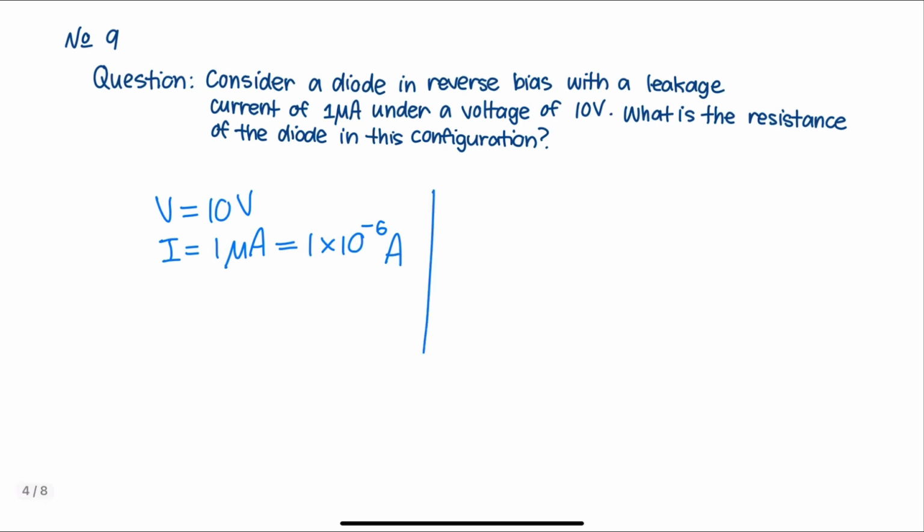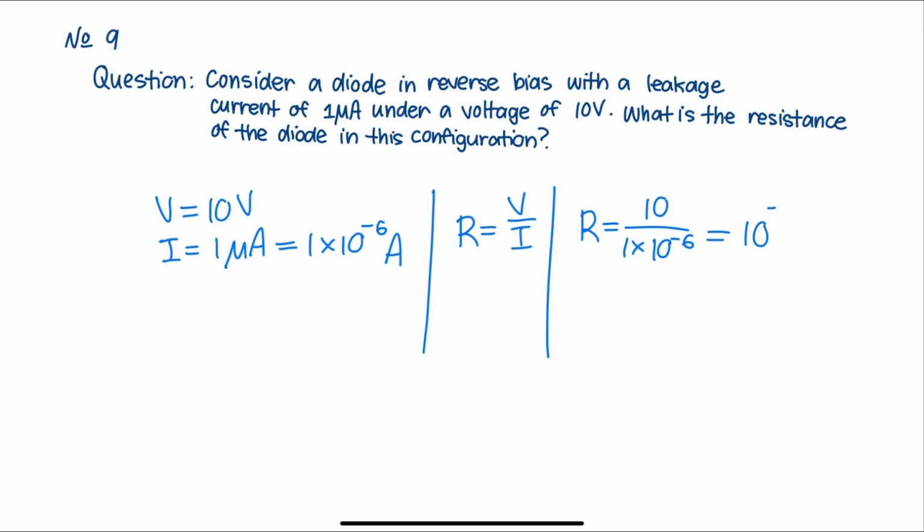We're going to use this straightforward formula, nothing hard. R equals V over I. If we use this formula, we get 10 over 1 multiplied by 10 to the power of minus 6. And if you calculate it, you get 10 to the power of 7, which is our answer. The other way we can answer it is 10 megaohms.